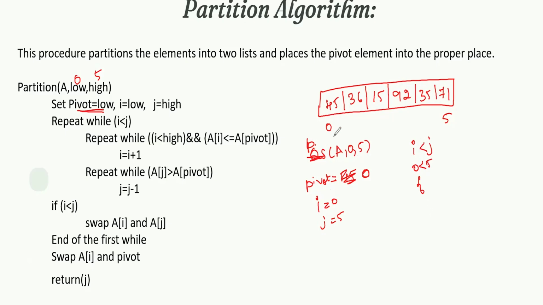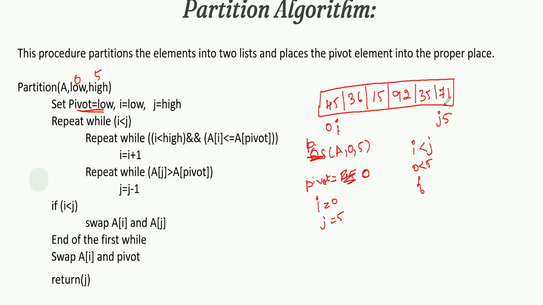Once that condition is true, we have two more while loops to check here. Basically, we are going to take two indicators, i and j. i is going to check if the values are less than the pivot value. If the value is less than or equal to, then I'm going to retain it. The moment I find an element which is greater than the pivot value, I'm going to stop proceeding. Similarly, j is going to check if the values are greater than the pivot value.